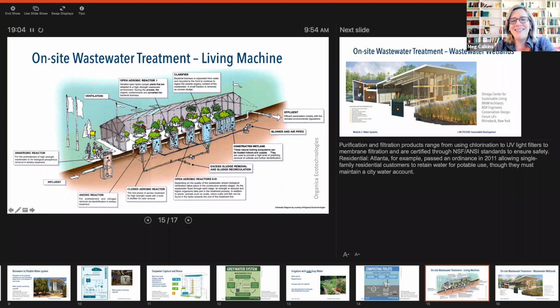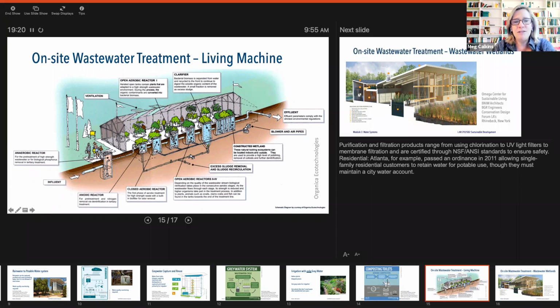Sludge, excess sludge, is periodically removed. All of this happens in a greenhouse. And if you walk into this greenhouse, you'd think, oh, it's going to smell so bad. But no, it doesn't. It smells like a planted greenhouse. It's actually a very pleasant experience.